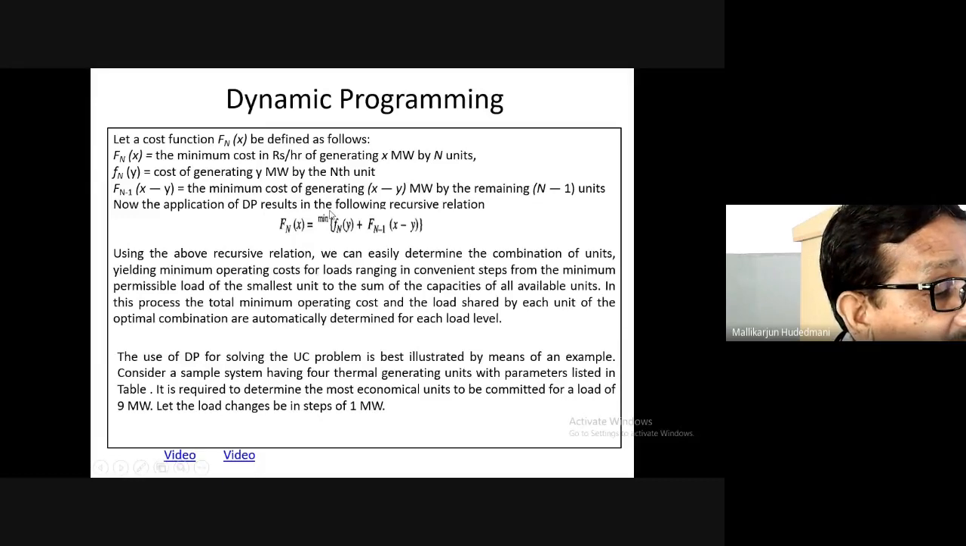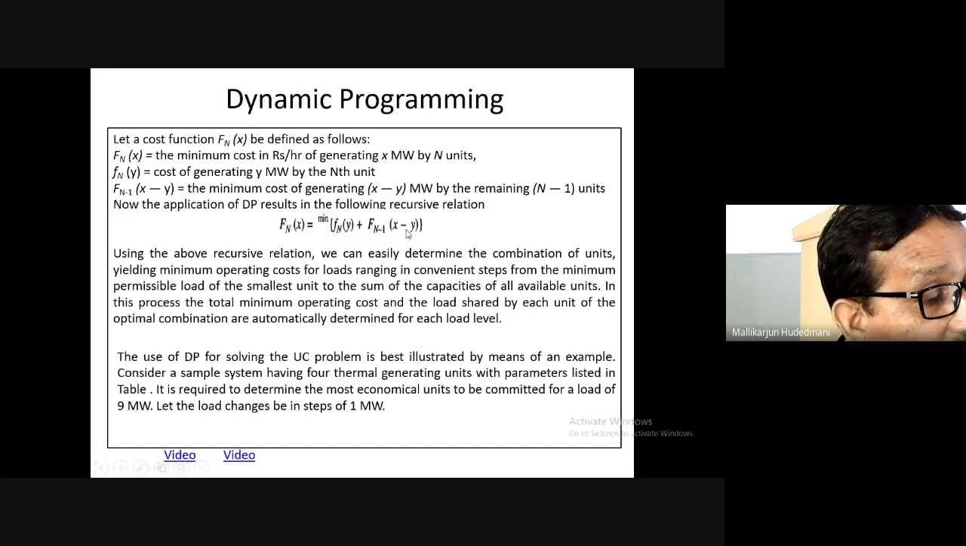How is that? Inside the flower bracket, the first decision. What was my first decision here? Let us take the first decision as the nth machine for Y megawatt, called Fn of Y, the cost of production for Y megawatt from the nth machine, plus, since this nth machine cannot fulfill your X megawatt because Y is the output obtained, X minus Y is remaining on the remaining machines. That is again among the N minus 1 machines, capital F N minus 1. These are the machines remaining to obtain X minus Y megawatt.